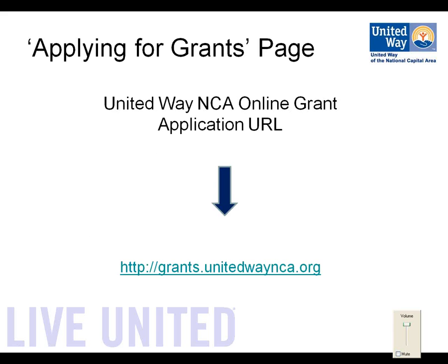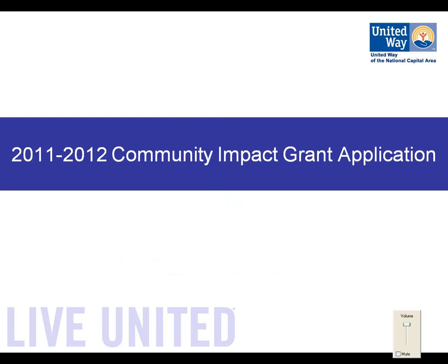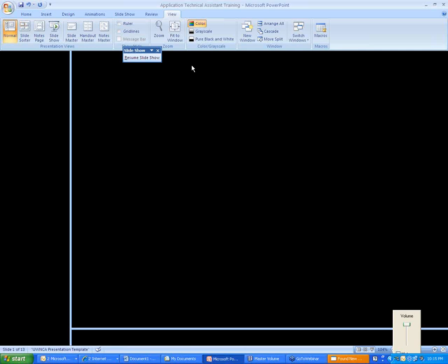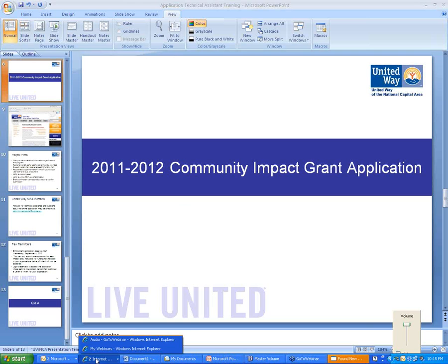To access the grant application, you would simply type in the URL listed here. The application is also accessible from the instruction login page that was sent to the letter of intent organization's representative, as well as from our United Way website from the For Members Nonprofit tab. Now we're going to take a look at the application. The screen will go blank while I pull up the application for you.